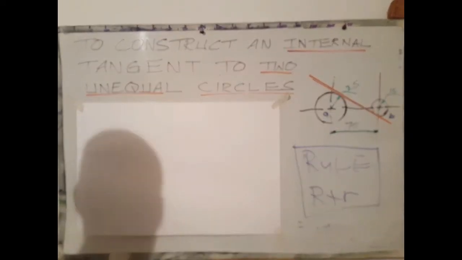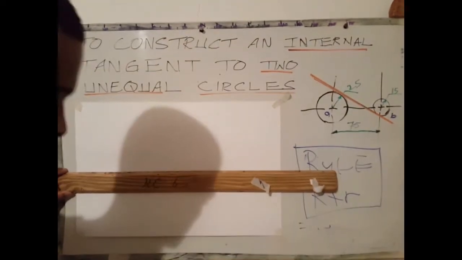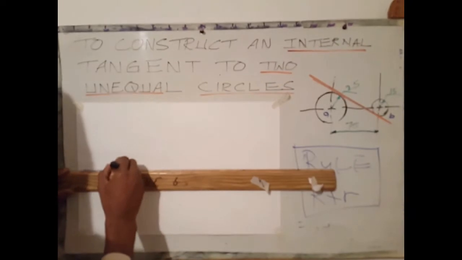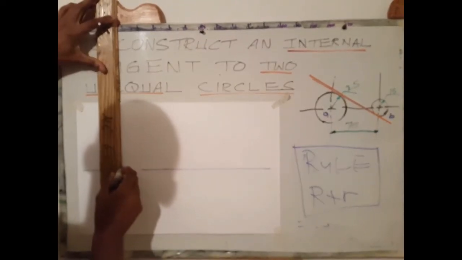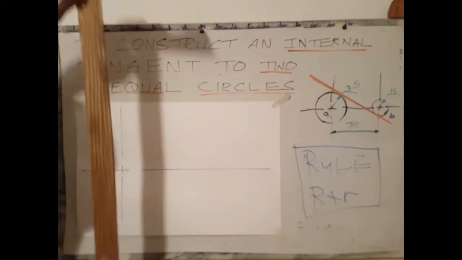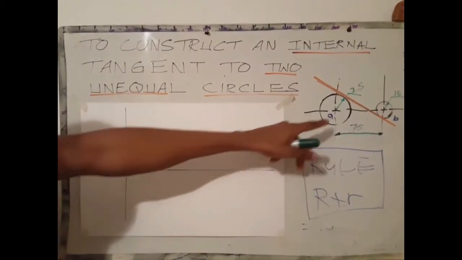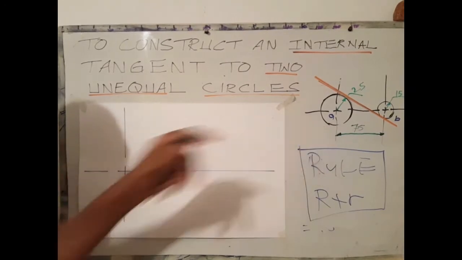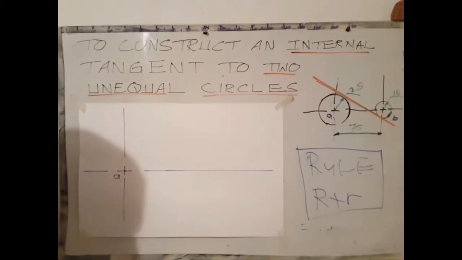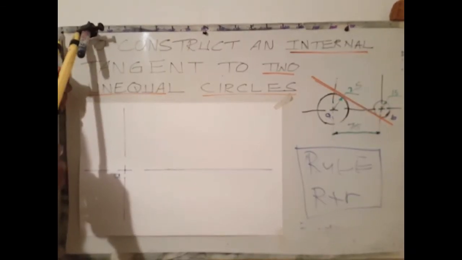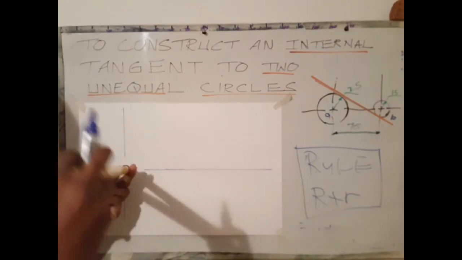The first step to construct an internal tangent to this figure is to draw my center line. The next step is to open your compass to 25 millimeters, which is consistent with radius A. I will be labeling this A. With center A, draw the first circle.